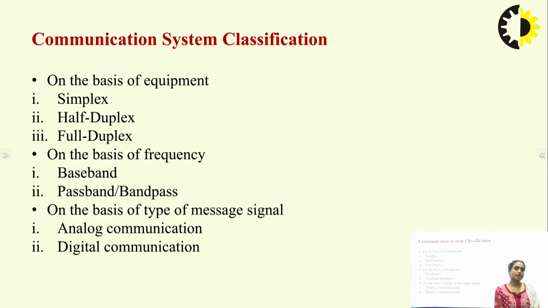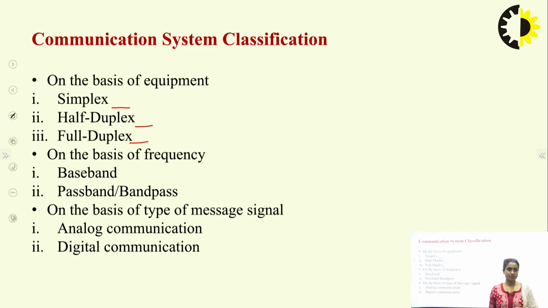If I talk about classification of communication system, a communication system can be classified on the basis of various parameters. Like, if I want to classify my communication system on the basis of what kind of equipment I am using, then it can be classified as simplex, half duplex, and full duplex.